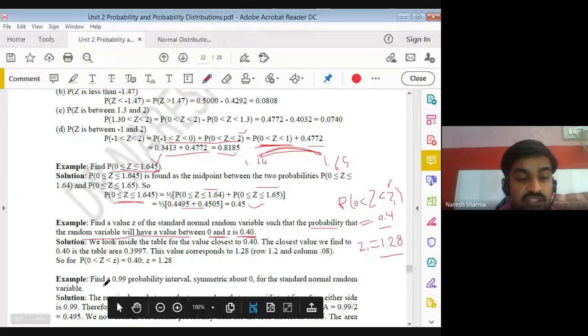So like one more example here, if you see, find the 0.99 probability intervals. So intervals we need to find, that means two values of z we need to find here.